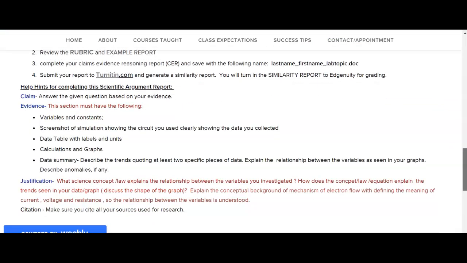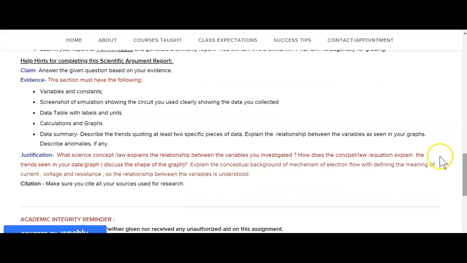So download the template. By now you know what the template looks like. So the claim is: answer the given question based on your evidence. So first copy the question. How does the voltage affect the current in a circuit, if you're doing that? And answer the question based on your data. Okay, I'm not giving you answers here. I'm only telling you how to do it.